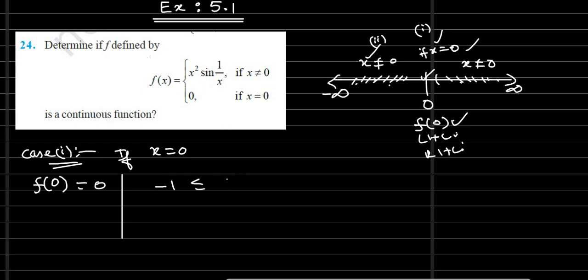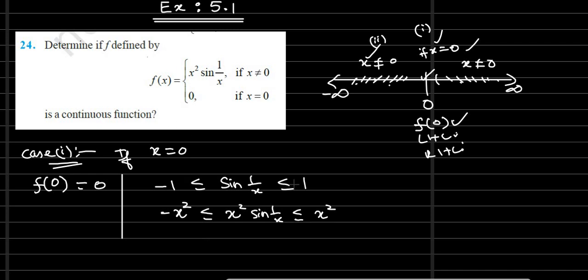We have sine 1 by x. So sine 1 by x is less than or equal to 1. Now, with the sine 1 by x, we have one more function that is multiplying, that is x square. Throughout the inequality, I'm going to multiply by x square. So my minus 1 into x square is going to be minus x square, less than or equal to x square sine 1 by x, less than or equal to x square.